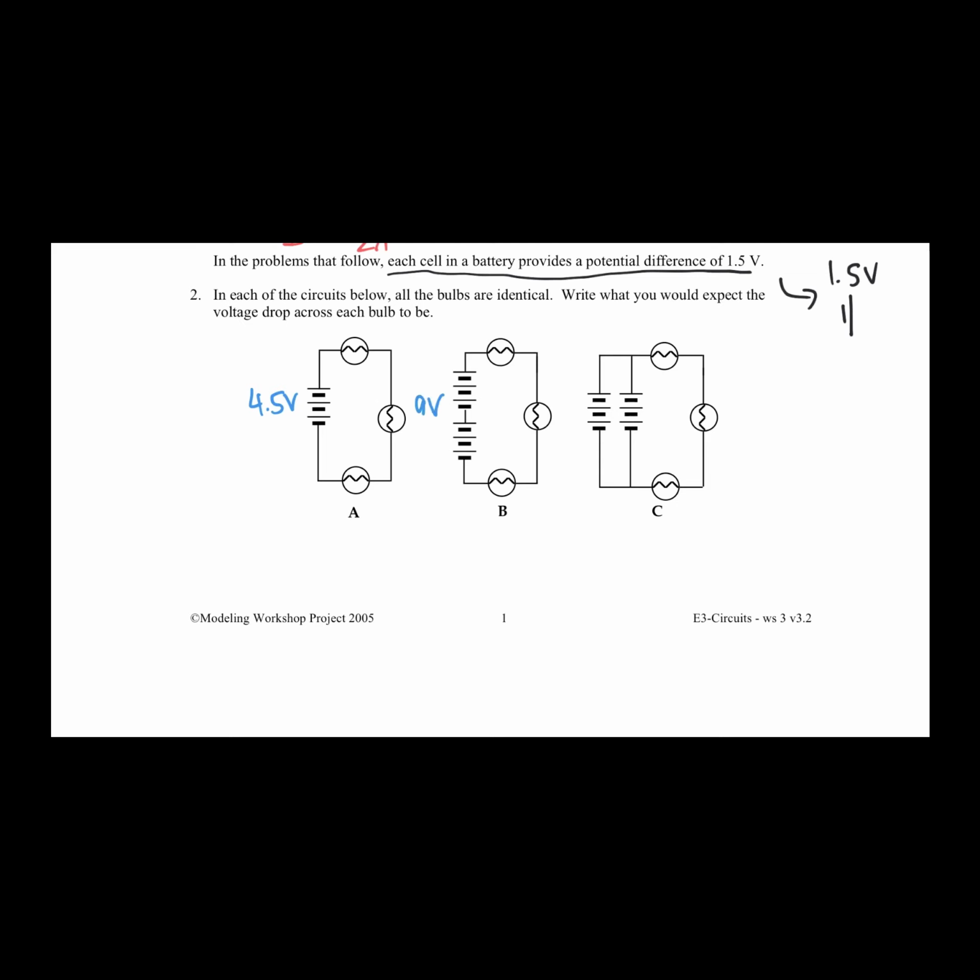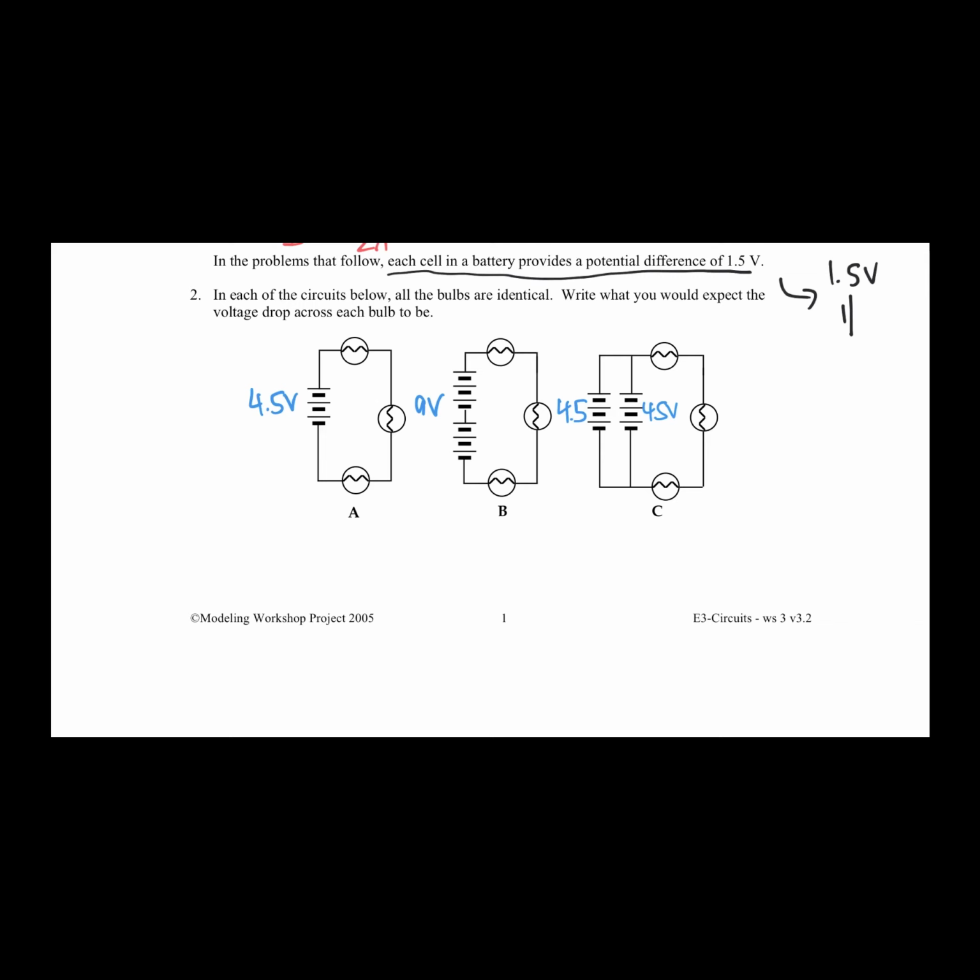And in C, I have these two in parallel to each other, so I have 4.5 volts on the left and 4.5 volts on the right. But in total, it only provides 4.5 volts. So C and A are going to act similar to each other.